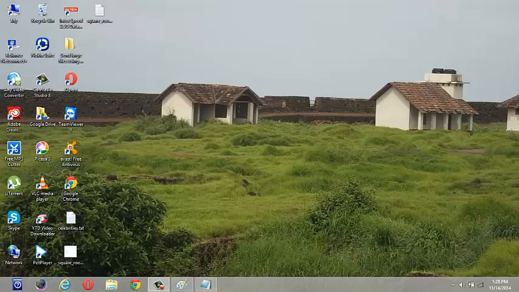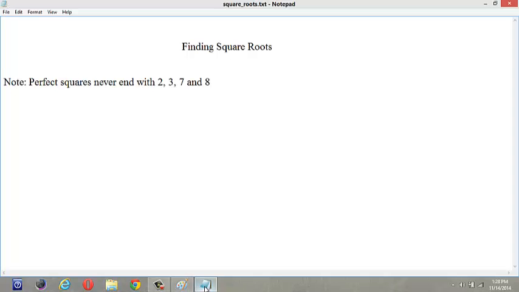This is the tutorial that shows you a simple way to find the square roots of large numbers. First thing you have to note is that perfect squares never end with 2, 3, 7 and 8. I'll show you here.